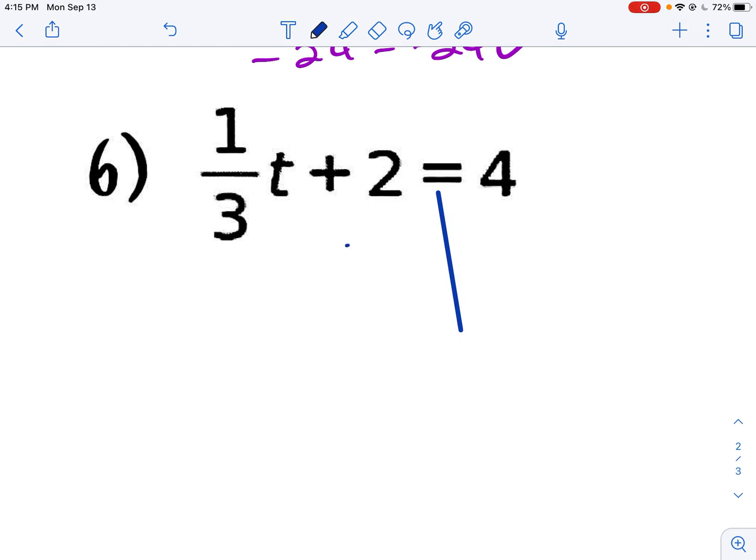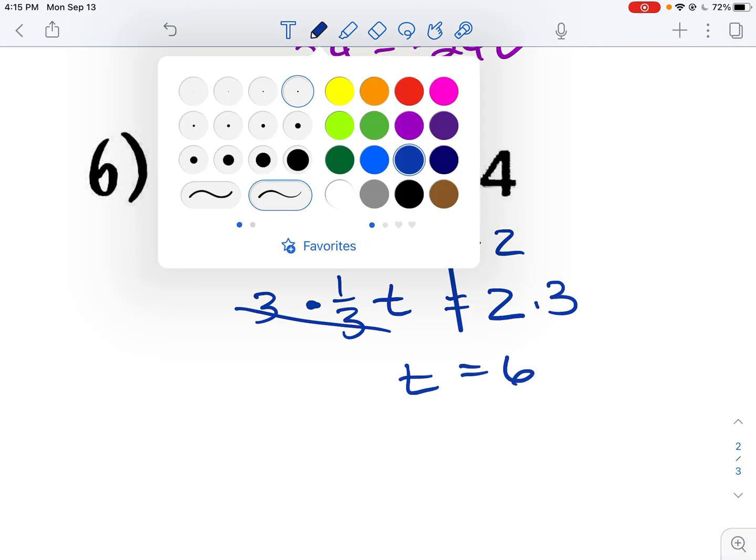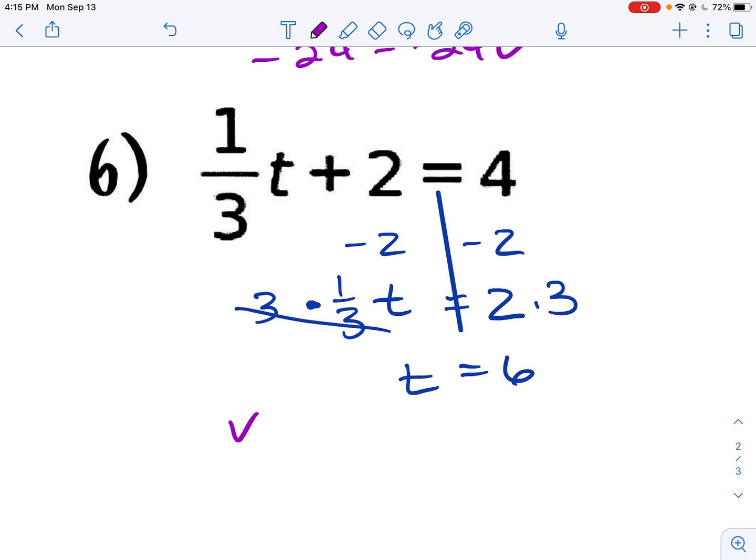This one, again, bring this down. This is addition, so I would subtract. I get 1/3 t is equal to 2. Then I would multiply both sides by 3. Cancels. T equals 6.